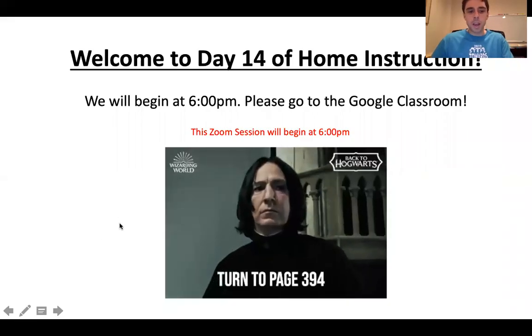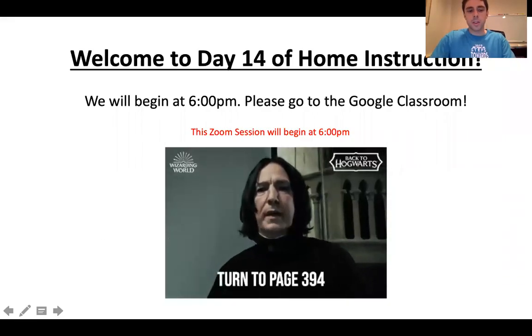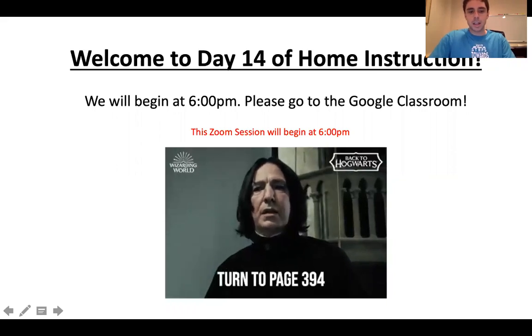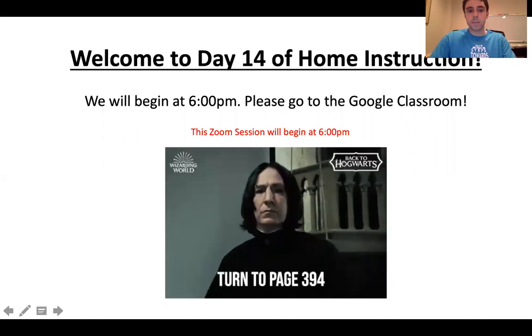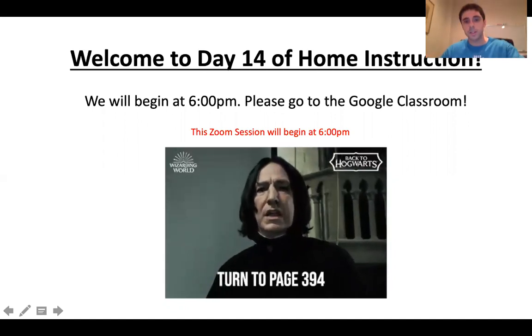Our theme for the day is going to be scale drawings. So let's get in the mindset of doing some scale drawings. This is one of my favorite things to do. I'm really happy we're going to get to do it today.